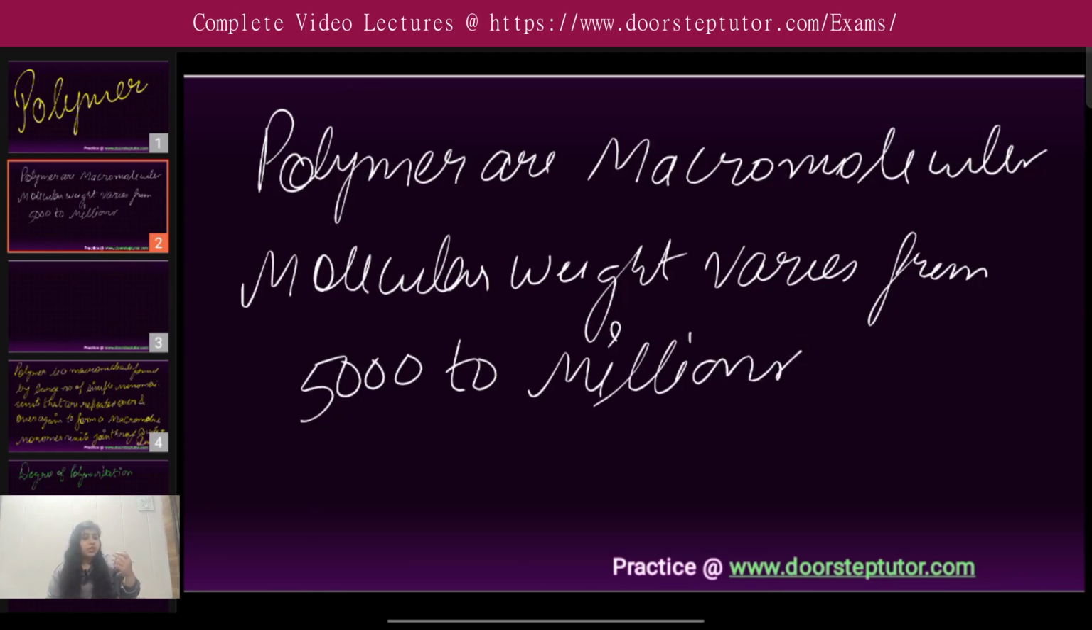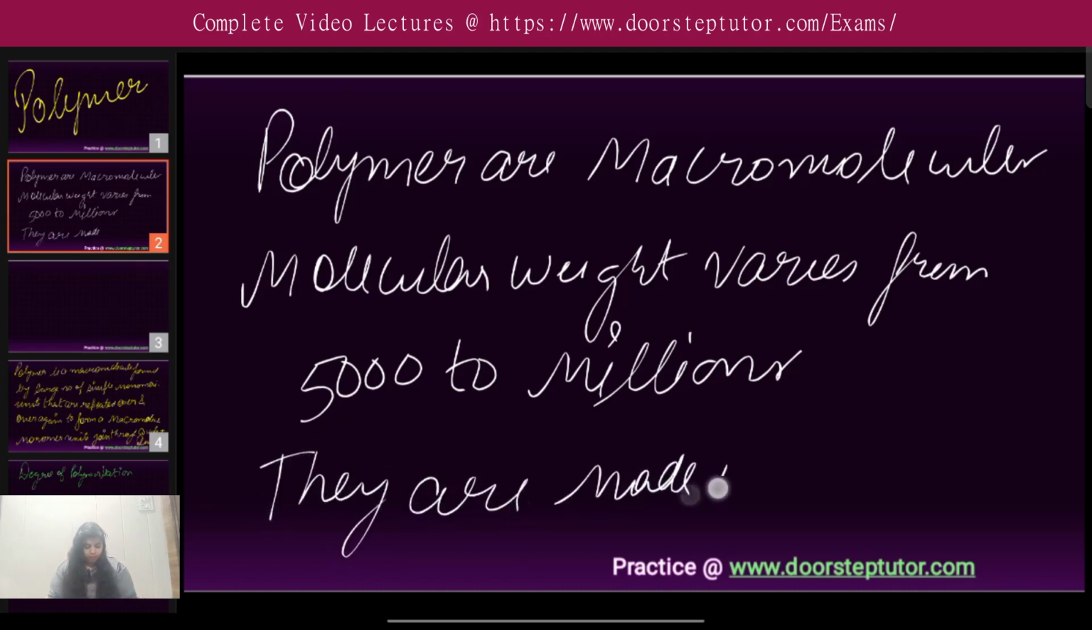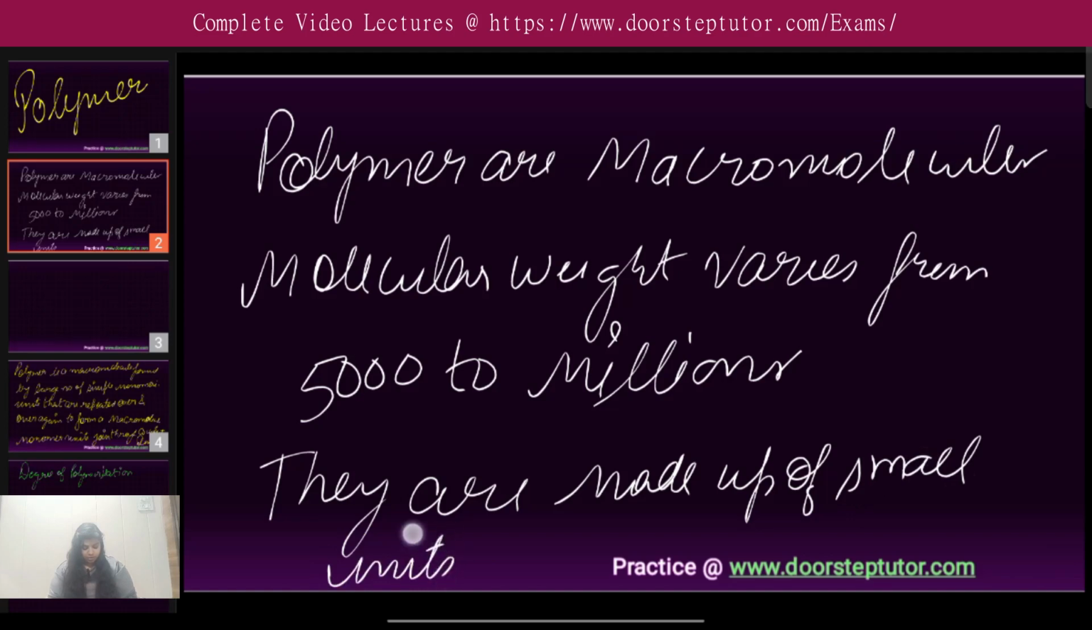Now, of what thing are these large molecules being made? These molecules are made up of the monomeric units. Okay, so they are made up of small units called the monomers.